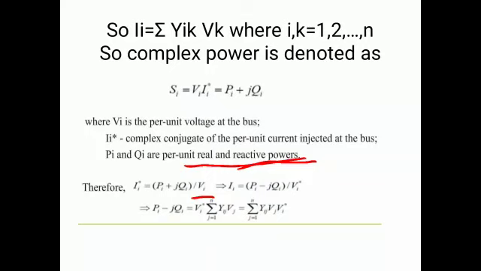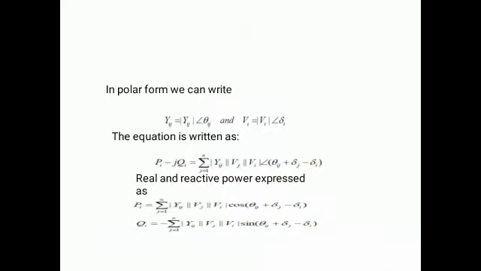Here Y_ij V_j. In polar form, you calculate the angle of Y_ij, that is V with respect to the angle. The equation can be written as P_i - jQ_i equal to the summation of |Y_ij V_i V_j| at angle theta_ij + delta_j - delta_i, that is the difference between the j and i angles. The real and reactive power will be expressed. That gives the active power and reactive power equations.